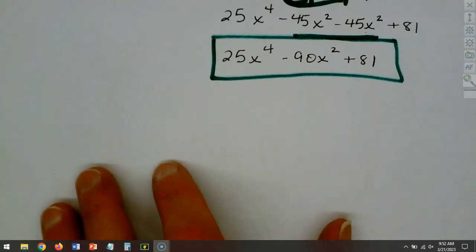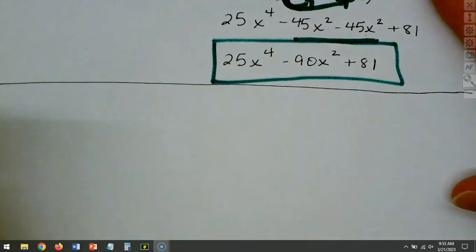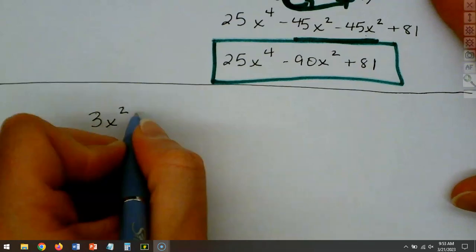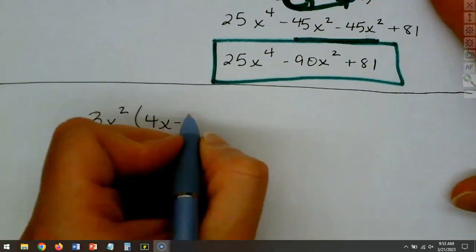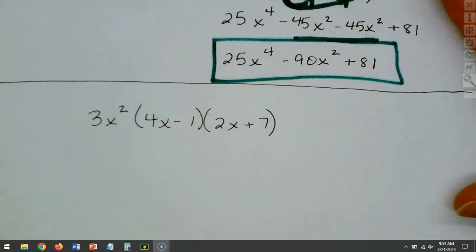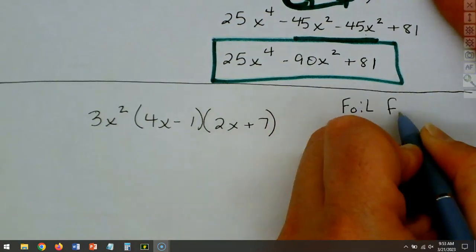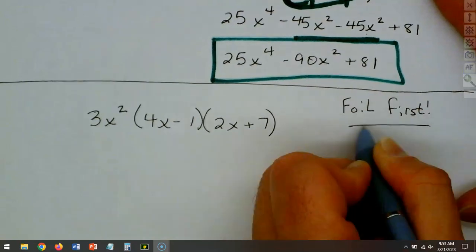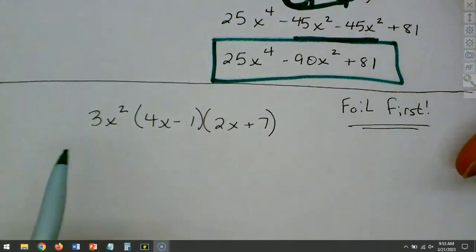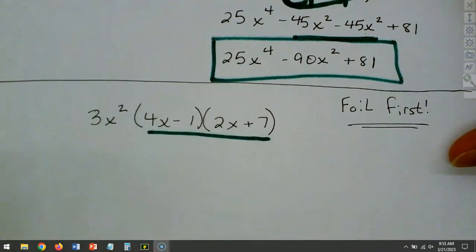Now, what happens if there's something in front? So we've been foiling. What happens if there's a number in front? Let's say we have a 3x squared times 4x minus 1, 2x plus 7. Well, if I gave you this, you want to FOIL first. The very last thing you do is distribute. So we're going to FOIL first because parentheses go first.